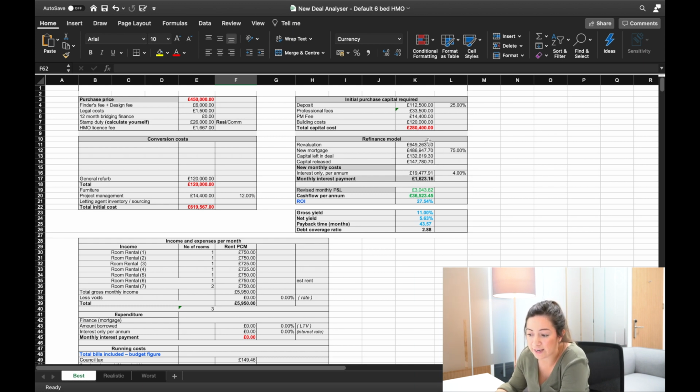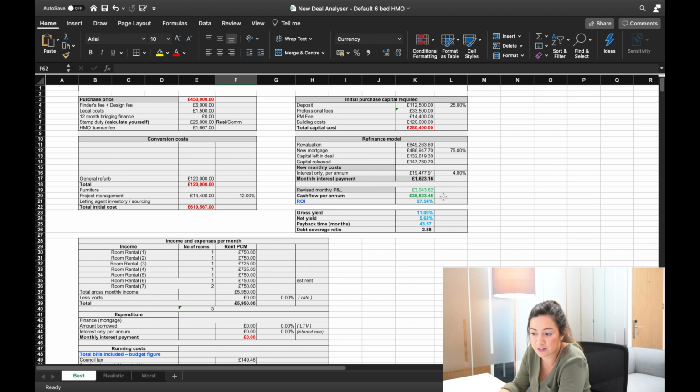Working out all of that, you'd then say what your interest rate for your new mortgage would be. In this case we've put 4%. I think they're actually lower at the moment. I think you're more likely to get it at 3.75%. That would give us our monthly interest payment here, to then take off all of these figures, all the gross rent and all of the other expenses.